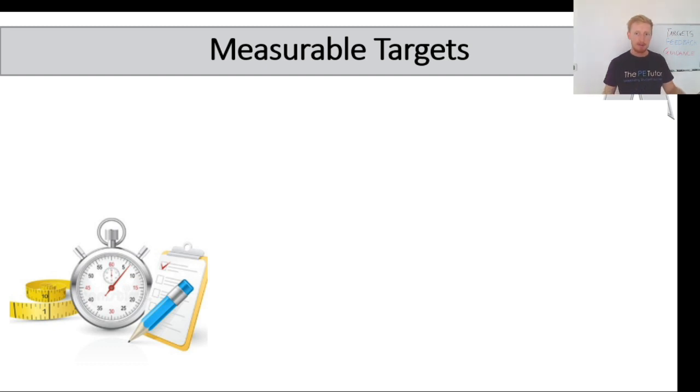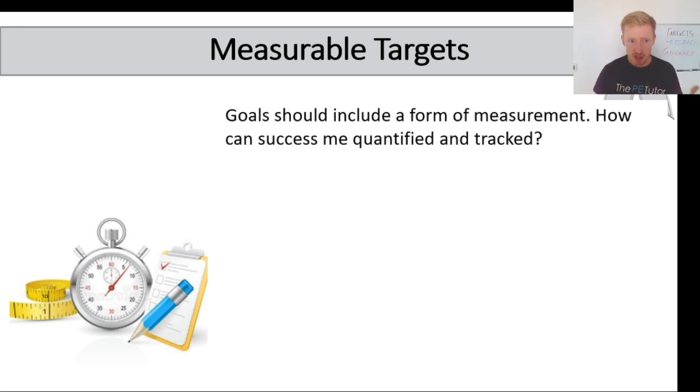Measurable targets. This sort of goes hand in hand really with the specific side of things, because if we can't measure a target, how are we going to know if we've actually achieved it? So going back to that rubbish example of, I want to get better at running. Okay, how are you going to measure if you have indeed got better?